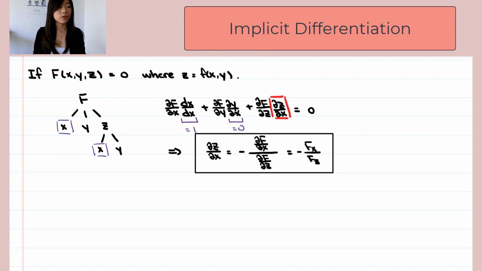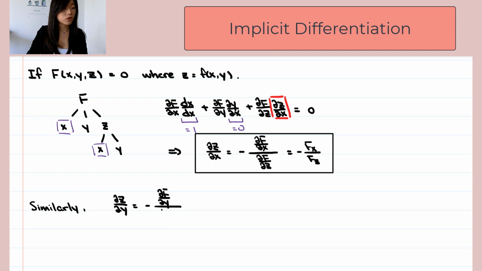Similarly, we can take the derivative of the function with respect to y, and we will get a similar form. The partial derivative of z with respect to y equals negative of the partial derivative of f with respect to y over the partial derivative of f with respect to z. Or we can rewrite that as negative of f sub y over f sub z.